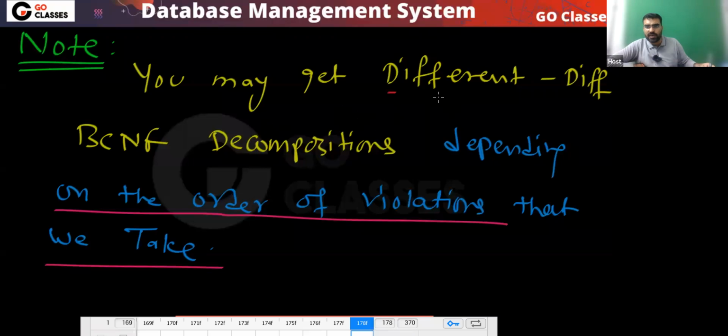In the GATE exam, they will not give you this type of question, like find the number of relations in the BCNF decomposition. They will give you the decomposition and ask, is this a BCNF decomposition or not? Don't worry, we will solve all the GATE exam questions, so automatically you will find out what question the GATE exam is asking. Is this clear? But anyway, what I am saying is that you may get different BCNF decompositions depending on the order of violations that you take. Okay, let's move on.